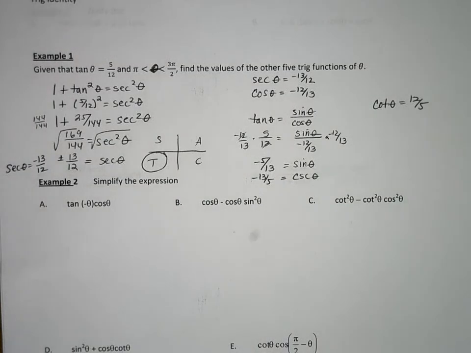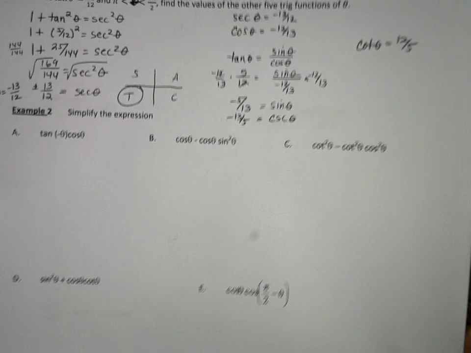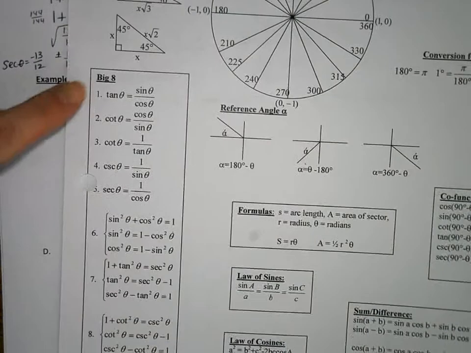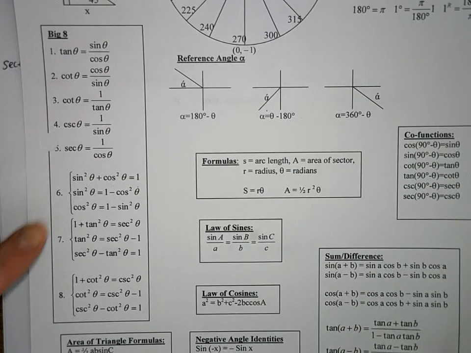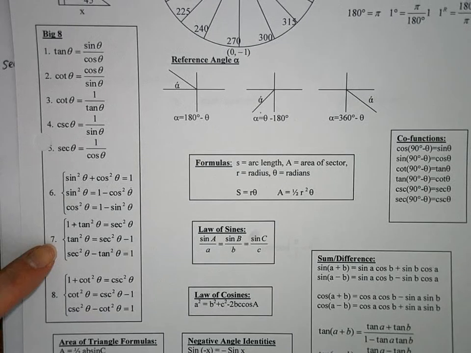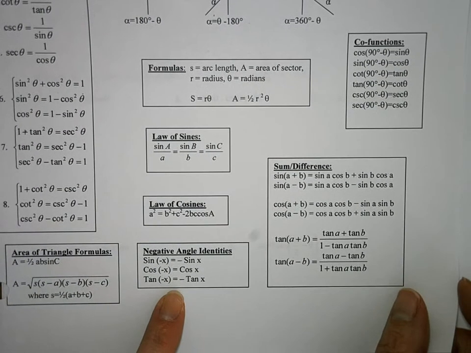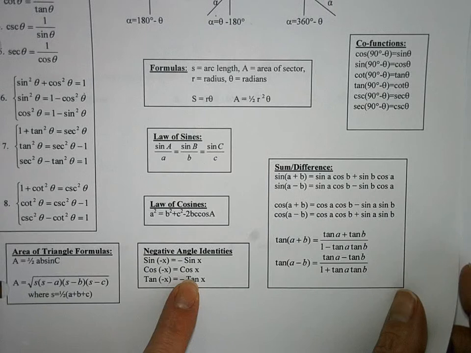Okay. Now, all right. Example number 2. Now we're going to simplify these trig identities. We'll still be using the big 8. But we also need to take a look at some of our negative angles. For example, the sine of a negative angle is negative the sine. The cosine of a negative angle is just cosine. The tangent of a negative angle is negative the tangent.